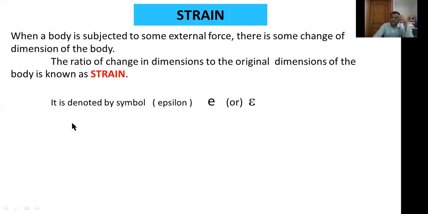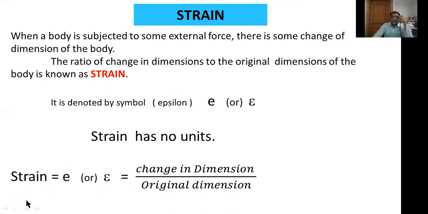It is denoted by the symbol epsilon, or small e. Strain has no units because the numerator is a length and the denominator is also a length. The formula for strain is epsilon equals change in dimension divided by original dimension.